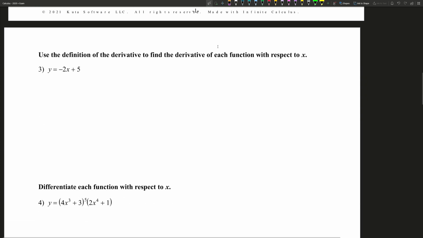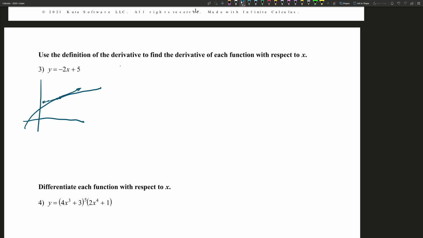Number 3: use the definition of a derivative to find the derivative of each function with respect to x. If you remember from last semester, the definition of a derivative is the slope of two points really, really close together. If you understand that concept, you really understand taking most derivatives. Everything else is just an expansion of that.